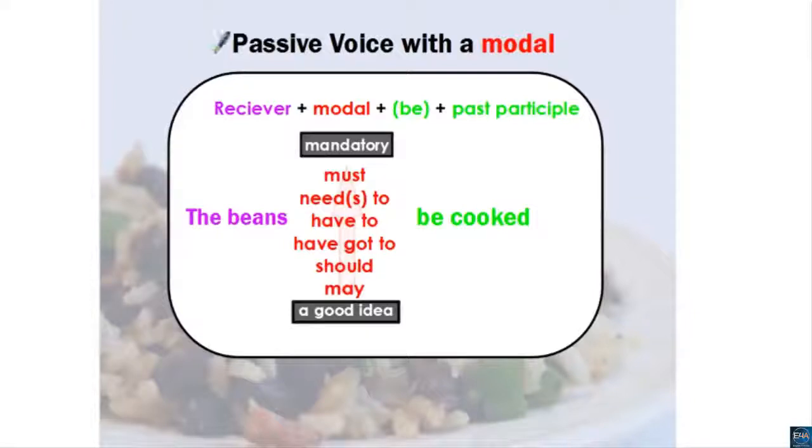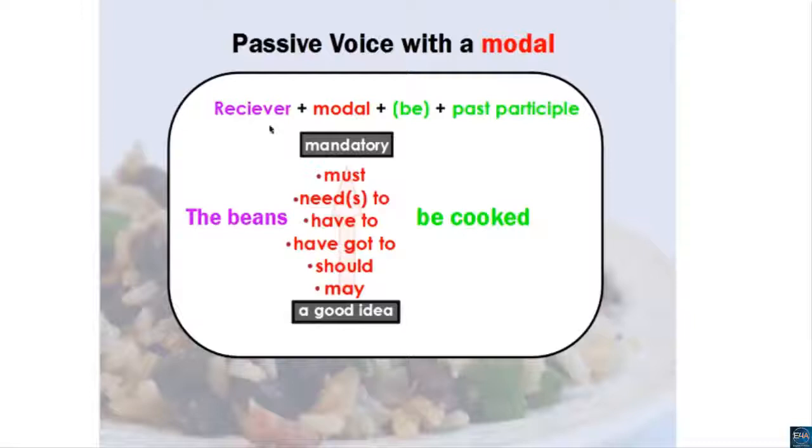Okay? So let's look at some other modals that function the same way to emphasize the passive voice. For example, I have these mandatory verbs: must, need or needs to, have to, and have got to. Those are all very mandatory, like an obligation, like you do not have a choice, right? But I also have should and may, and those are more like a good idea. So we have different options to express ourselves and what we want to emphasize and the way we want to emphasize it.